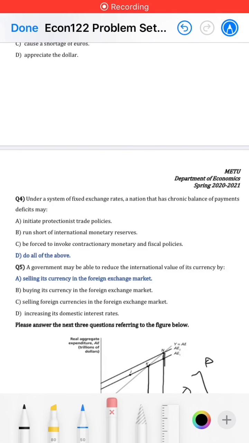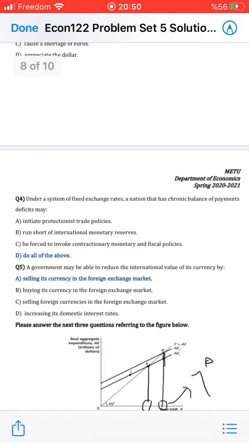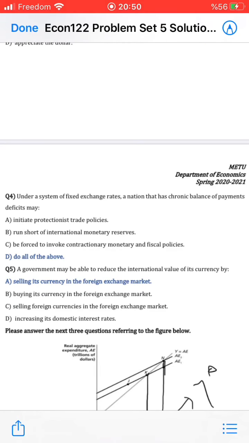Question 4. Under a system of fixed exchange rates, a nation that has a chronic balance of payments deficit may initiate protectionist trade policies. This is true because you can keep the value of your currency by restricting imports, so that your current account balance may stay constant because you close all your borders and there are no imports or exports.